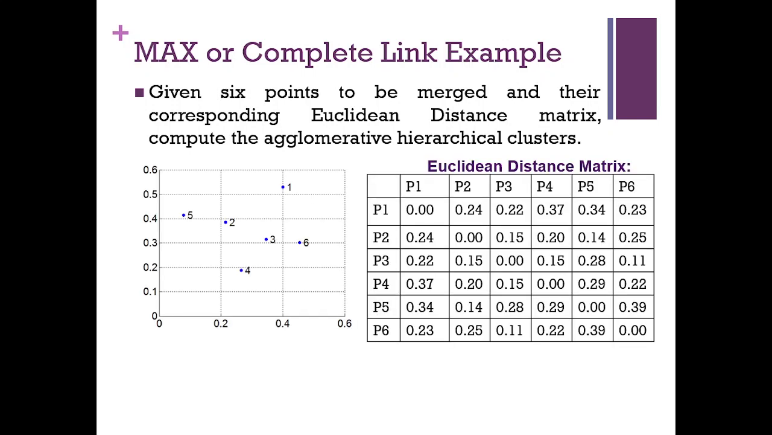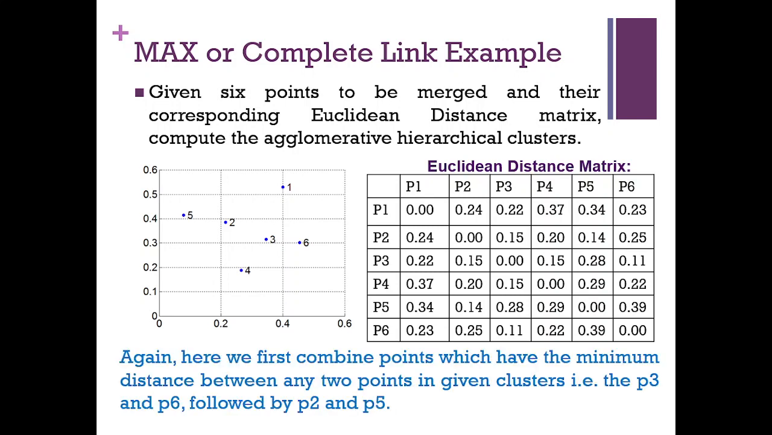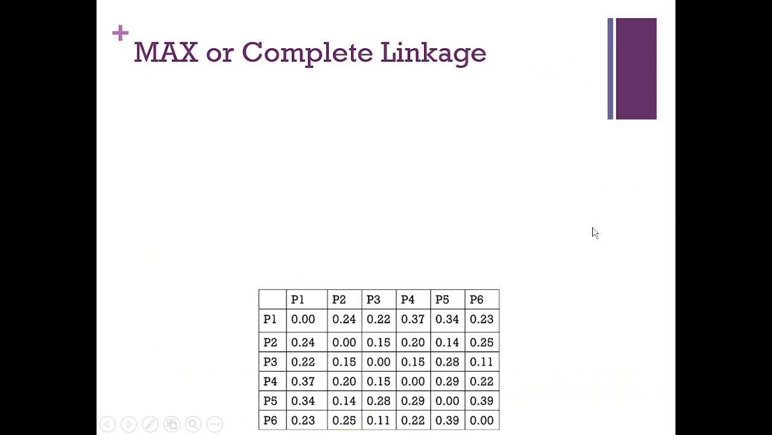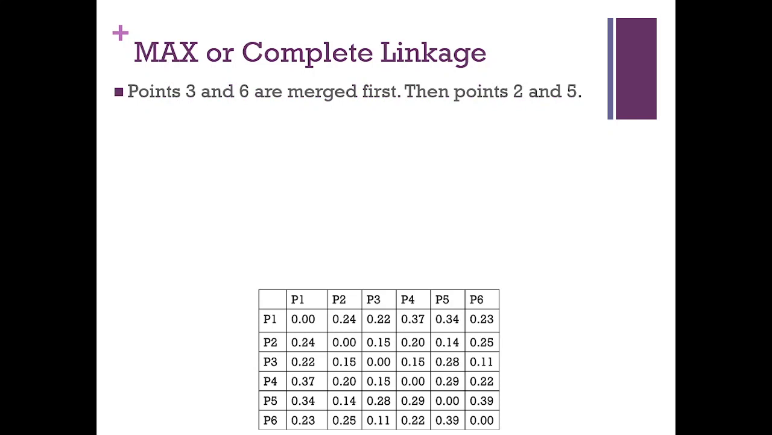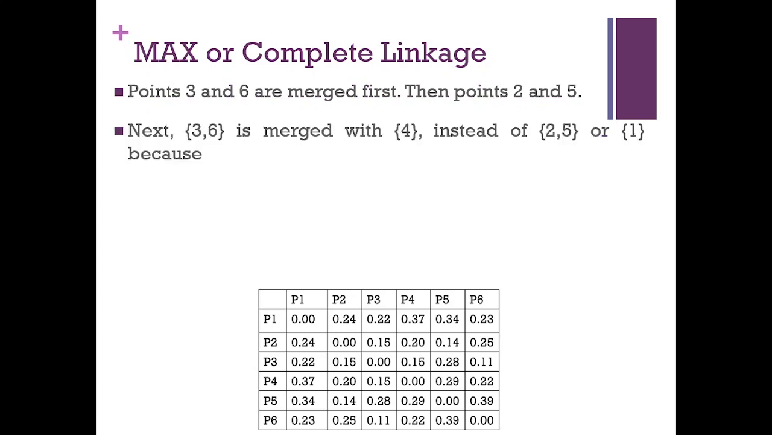So given 6 points to be merged and their corresponding Euclidean distance matrix, we compute the agglomerative hierarchical clusters. Again, since we are looking for the minimum distance, first P6 and P3 would be merged. Then P2 and P5 would be merged. How are we computing the new proximity? So 3,6 is merged with 4. After that, the cluster 3,6 is merged with 4 and not 2,5 with 1.